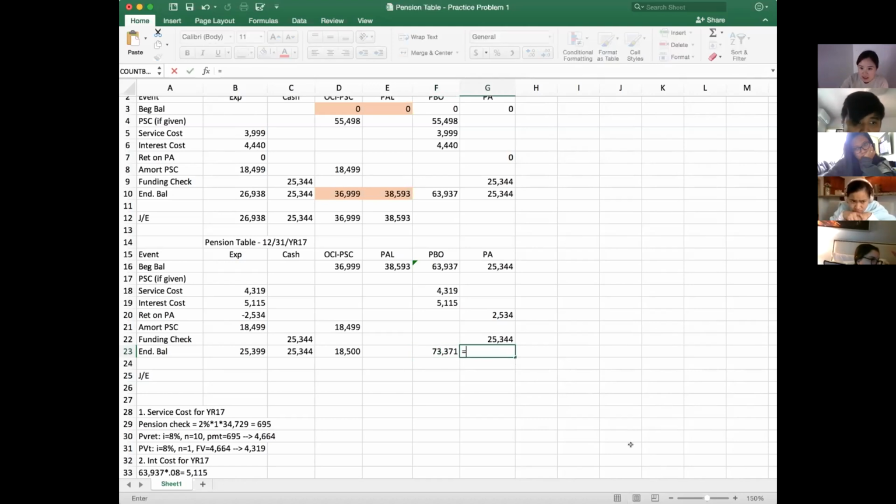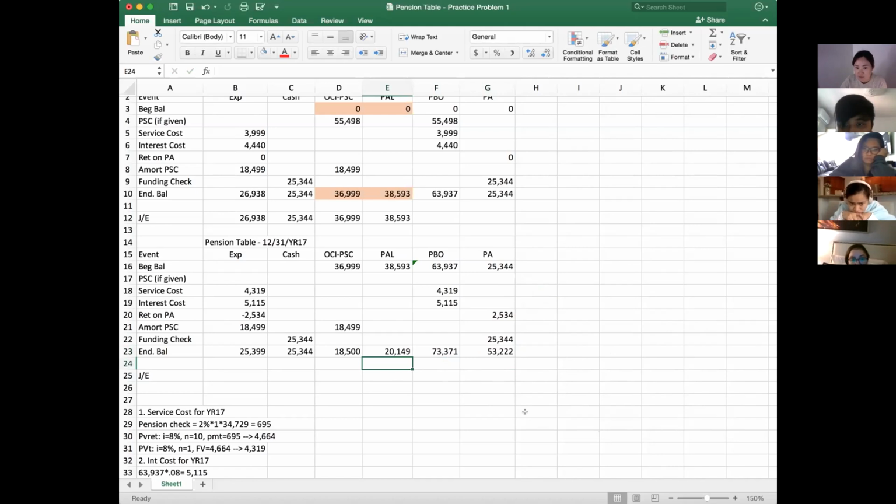Ending plan asset balance will be beginning balance plus return plus additional contribution. Therefore, for the ending plan asset or liability, we are still underfunded because the liability is greater than the asset, underfunded by 20,149.